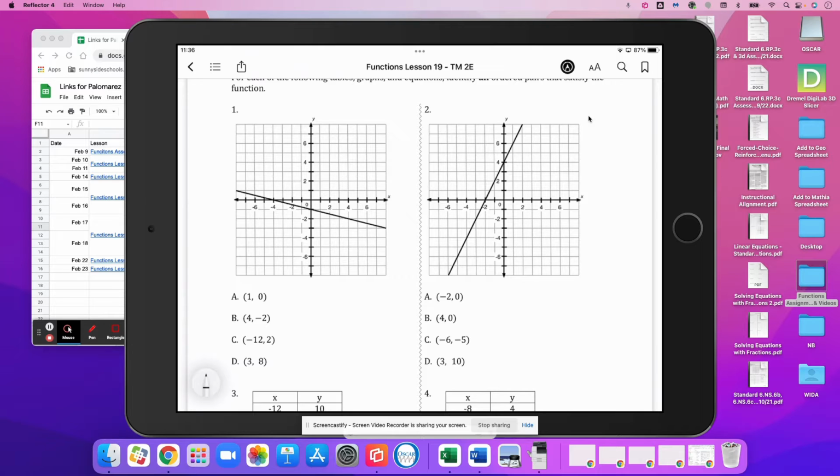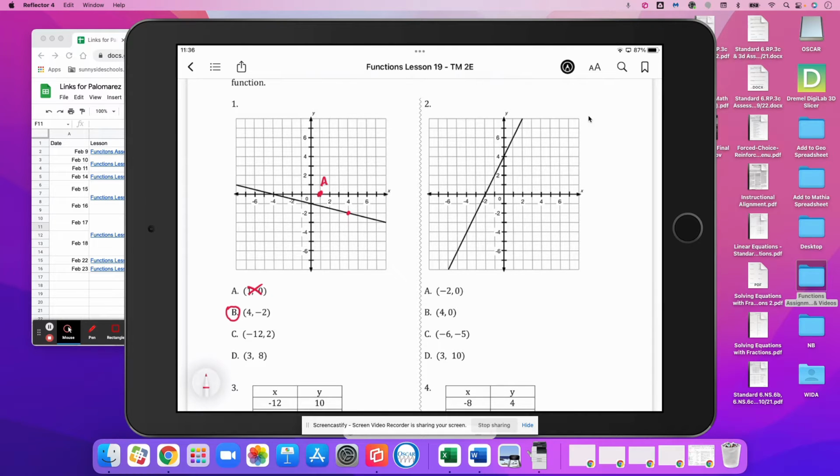And so for point A here, let me change colors really quick so we can see it against the black. (1, 0) is right there, and that is obviously not on the line. So A is not going to be a solution. B, (4, -2) is right there, and that is on the line. So B does satisfy the function. C is (-12, 2), and we can't see that on the graph. We're going to have to do something else for that. And (3, 8) is way up here. That's point D. That is obviously not on the line, so that's not going to happen.